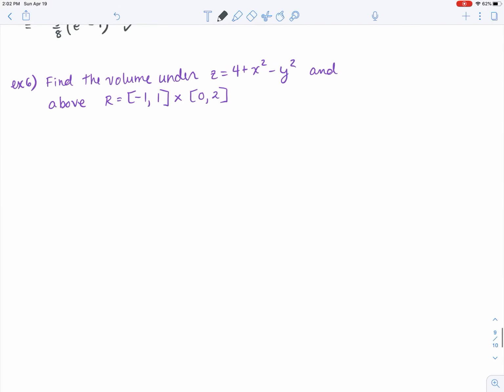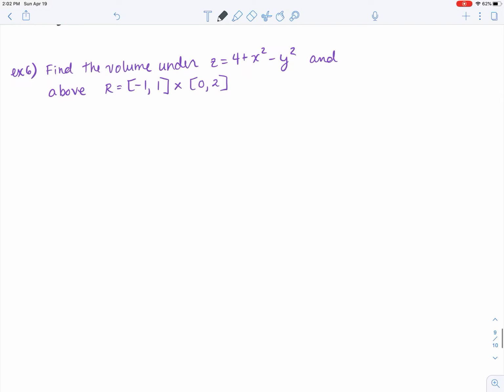This last example is sort of an application. We're going to find the volume under this surface. Take a moment to figure out what that surface is. It is a hyperbolic paraboloid because of this one negative sign. So this is the one where we have this going on. There's a hyperbolic paraboloid.